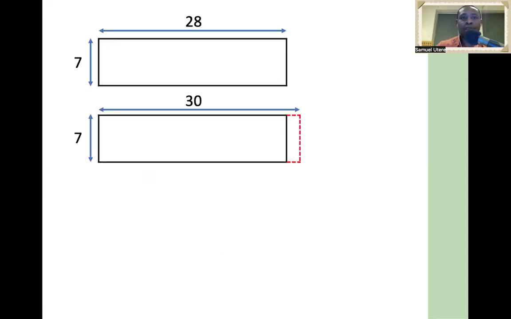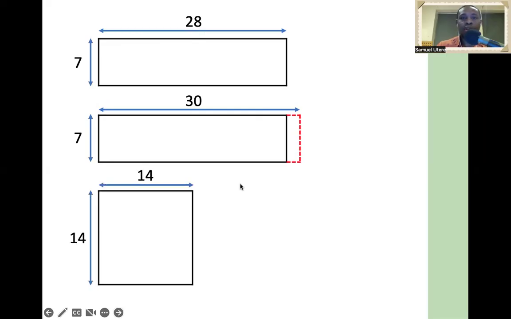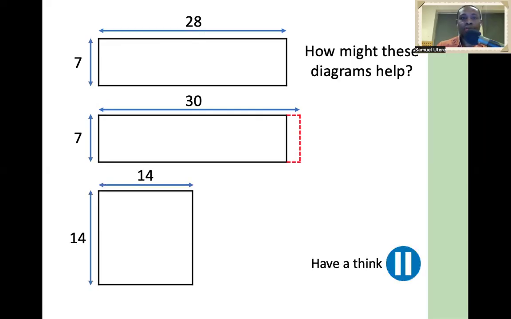Another mental strategy could be to multiply 7 by 30, and then when we finish, we subtract 7 times 2 from it because 30 is 2 bigger than 28. So your calculation could be done that way.